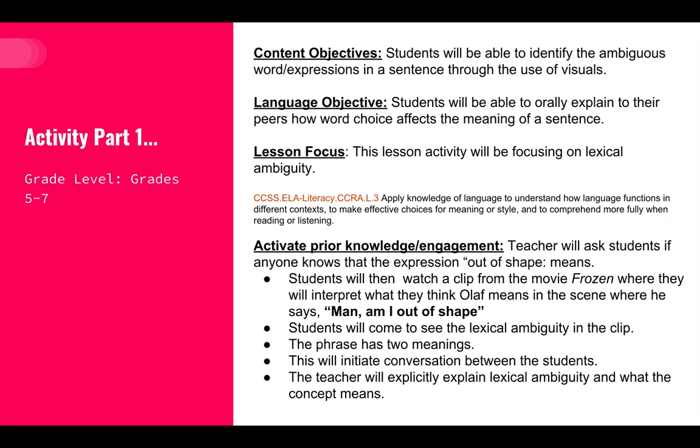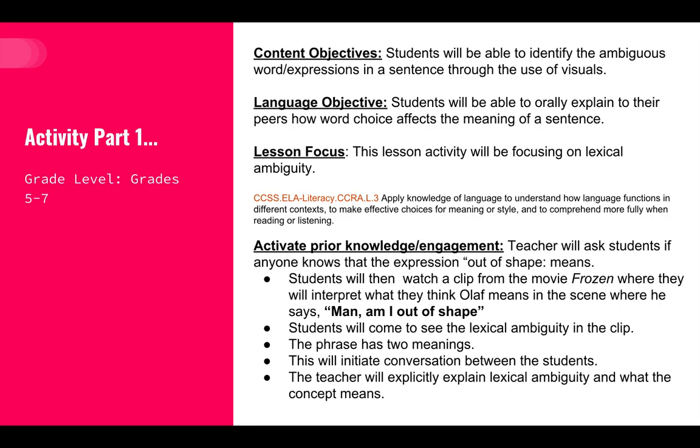We've decided to do three different activities, all working to strengthen a student's semantic knowledge. The first activity deals with lexical ambiguity. Content objectives. Students will be able to identify the ambiguous word or expressions in a sentence through the use of visuals. Language objectives. Students will be able to orally explain to their peers how word choice affects the meaning of a sentence.